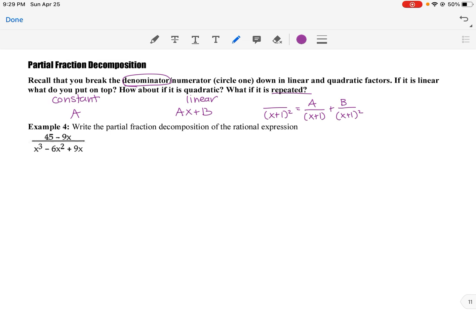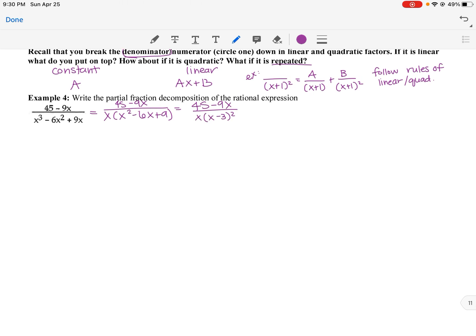So if it's repeated, you follow the same rules of linear or quadratic. So this is an example. So careful, repeated linear is still going to follow the rules of linear. Okay, so if we want to go ahead and do this one, first we need to start by factoring the denominator. Okay, I can still factor x squared minus 6x minus 9, and that factors to x minus 3 squared.